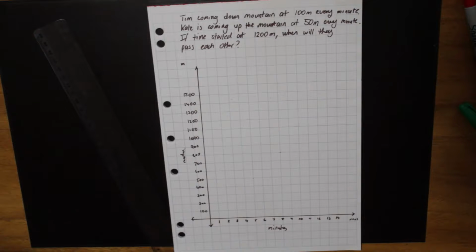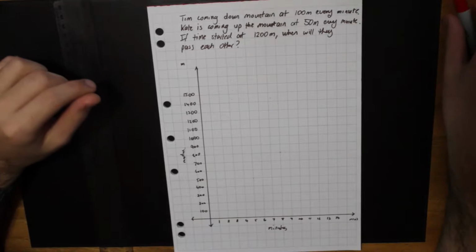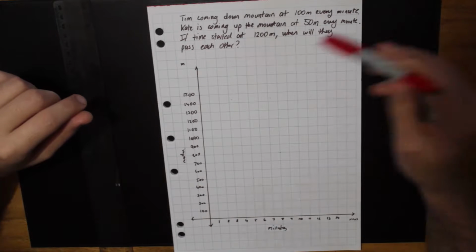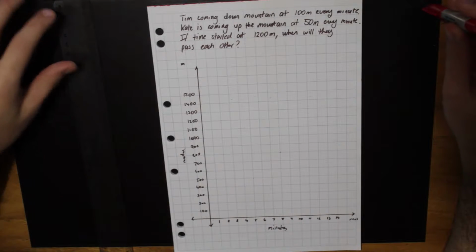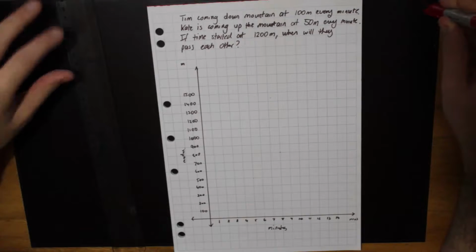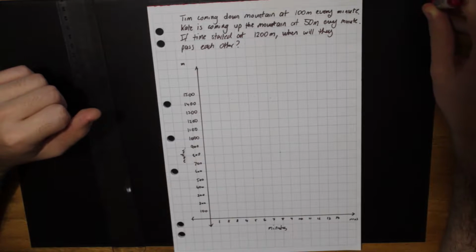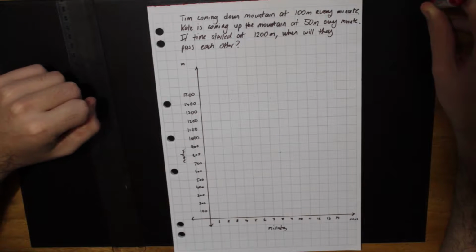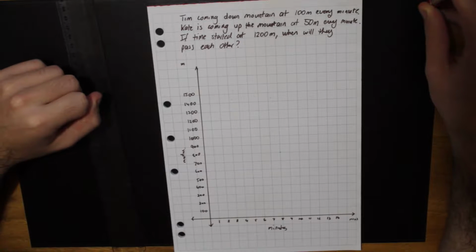Now we're going to do some problem solving using the intersect. So we have a question here saying that Tim is coming down the mountain at 100 meters every minute. Kate is going up the mountain at 50 meters every minute. If Tim started at 1200 meters, when will they pass each other?